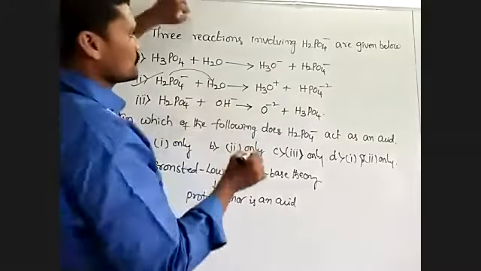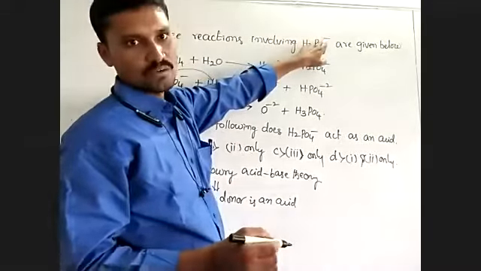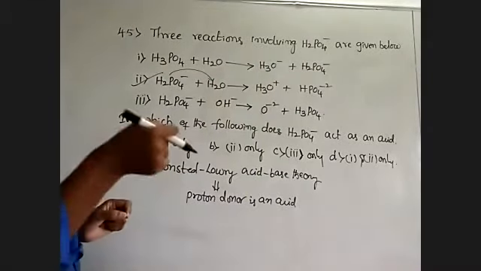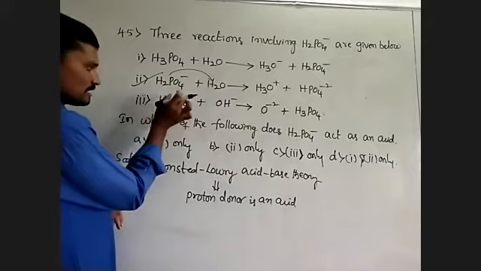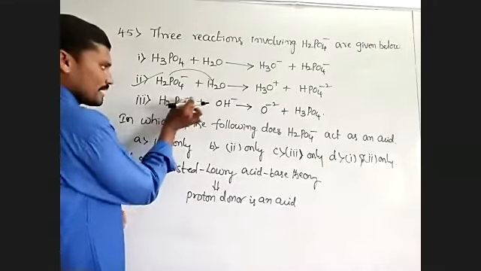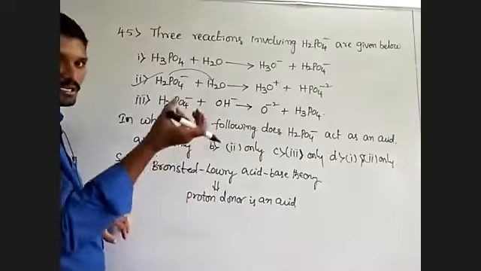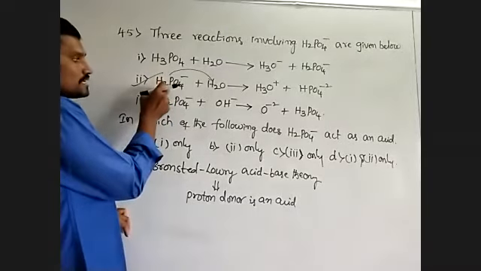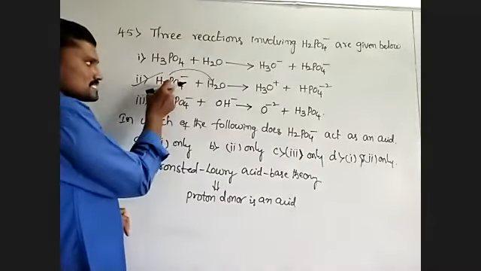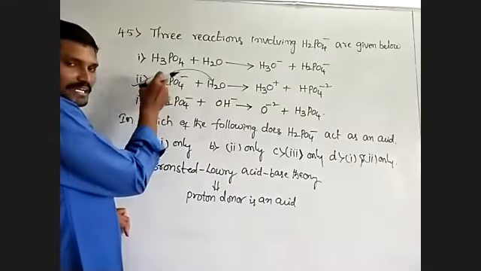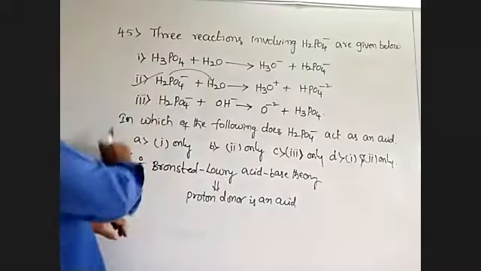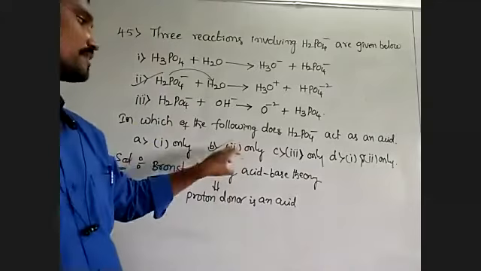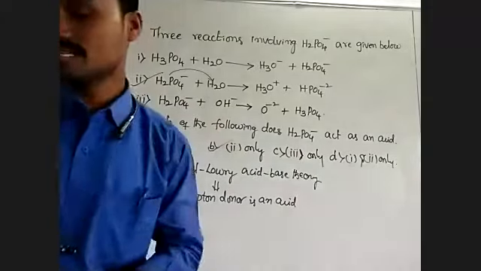But what is being asked in the question here? In which reaction, in which equation, does H2PO4 minus act as an acid? So in this reaction, this H2PO4 minus acts as a proton acceptor. Proton acceptor is nothing but a base. This is not an acid in this case. But in this second equation, H2PO4 minus acts as a proton donor. So it acts as an acid. So option 2 is correct here. So B is the correct one. 2 only is the correct option for that question. Okay, note this here.